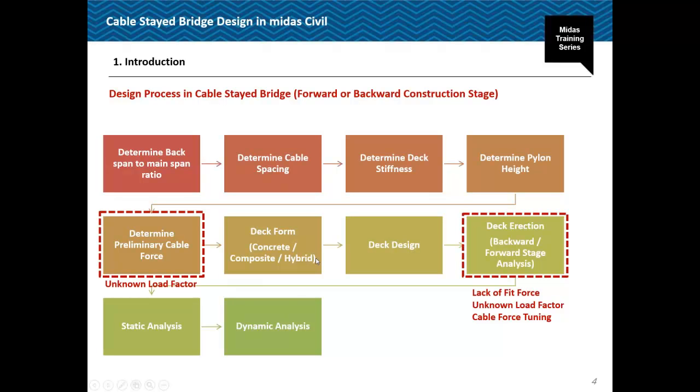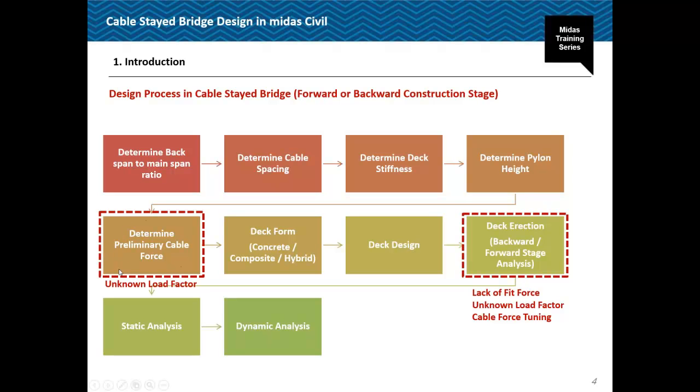And this is the design procedure for the cable stayed bridge. Regardless of MIDAS civil, this is the general procedure that engineers go through when they are designing the cable stayed bridge. First of all, they will determine the backspan to main span ratio, and then determine the cable spacing and deck stiffness, also pylon height. And then in the initial state, they will determine the preliminary cable force. This is the first part where we need to determine the cable force, assuming that the structure is constructed to the end.